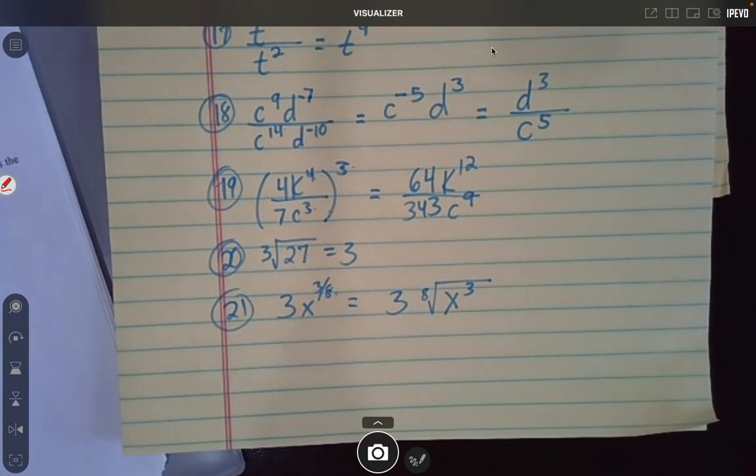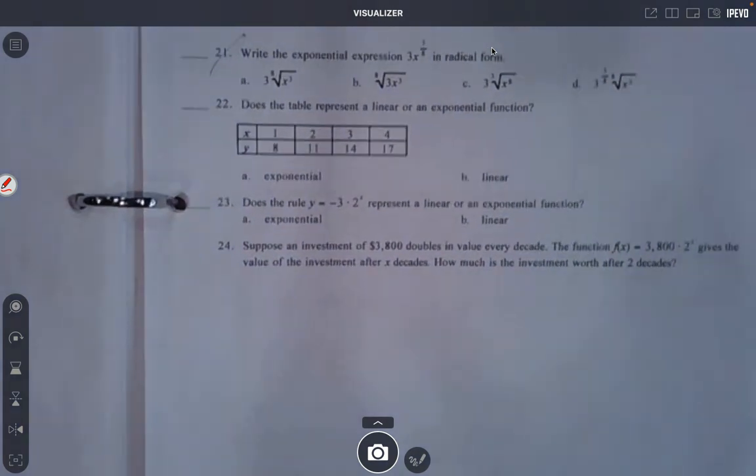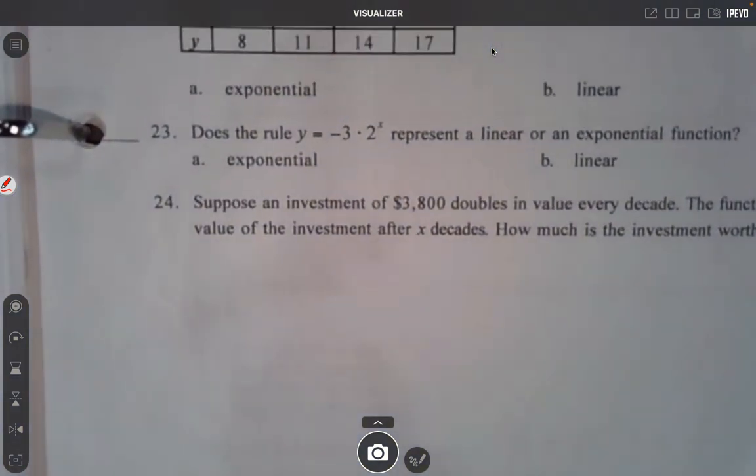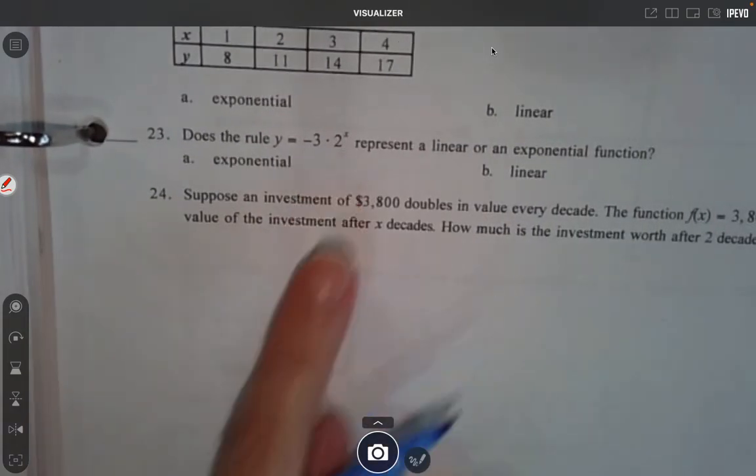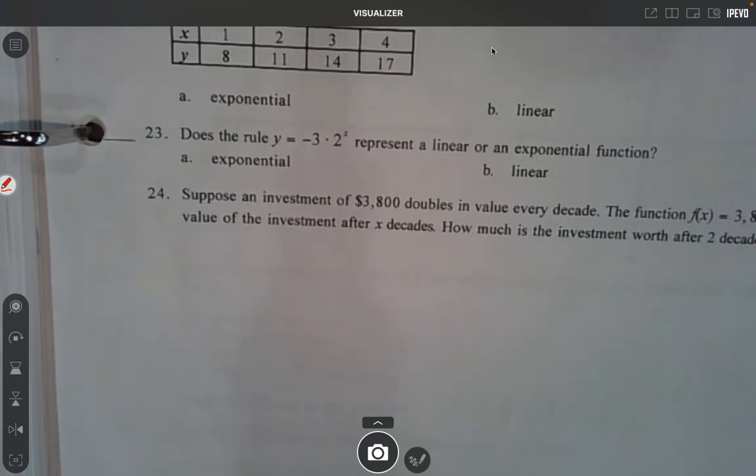Number 23, what is that one? Exponential. How do you know? The x is in the exponent. Okay? I'll put those up there. I know y'all couldn't see that. But on number 23, the x is in the exponent, so it's exponential. That's all you're looking for.